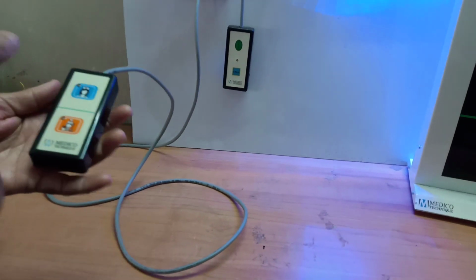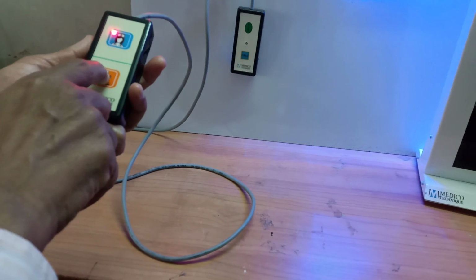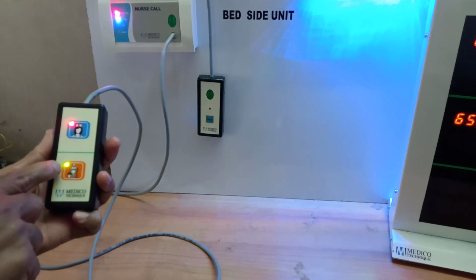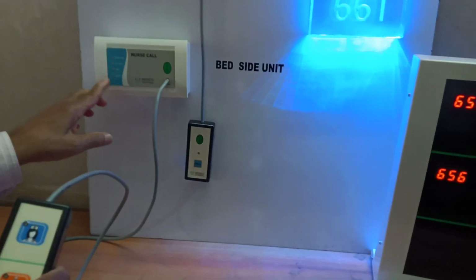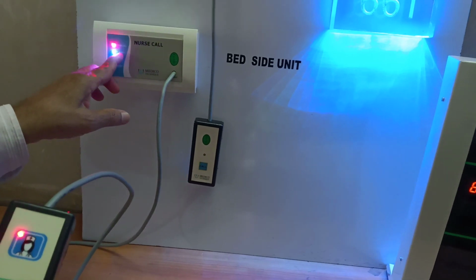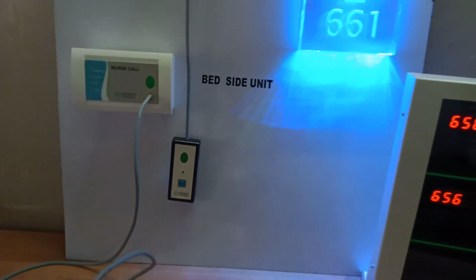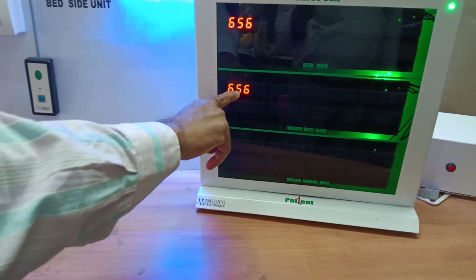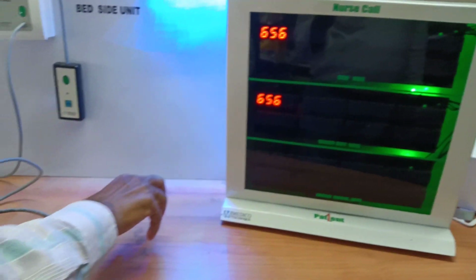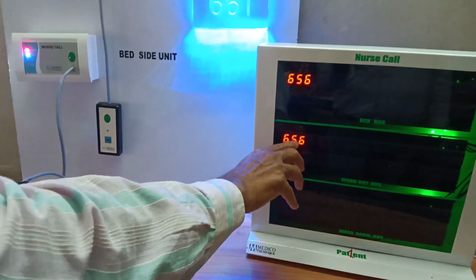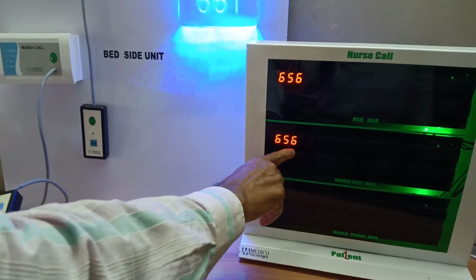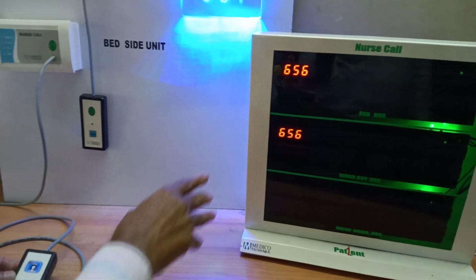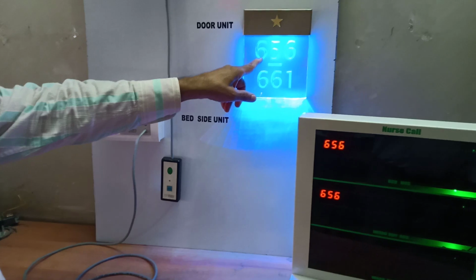Now suppose the patient wants to call the attendant, he will press this attendant picture. See what happens. When he presses this, a yellow light is flashing. Similarly, there will be a blue light on the wall unit display. Ward boy call, along with ward boy call number 656, 6th floor, 56 number. Both these numbers are the same because they are in the same room. Bed number and ward boy number are the same. 56 is the bed number and 56 is the ward boy call number. Now you can see this blue light on the door display.